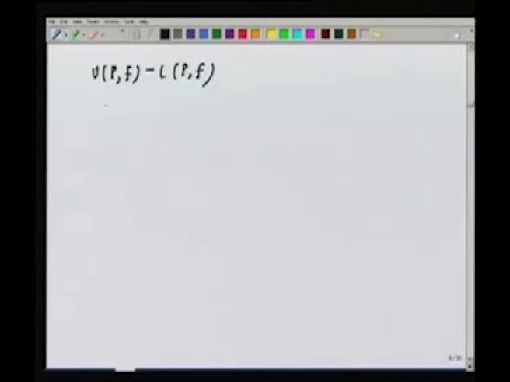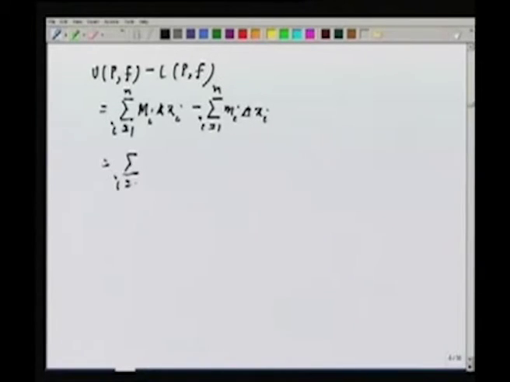So this then is equal to the summation over i from 1 to n of capital Mi times delta xi, minus the summation i from 1 to n of little mi times delta xi, which is the same as the summation i from 1 to n of capital Mi minus little mi times delta xi.